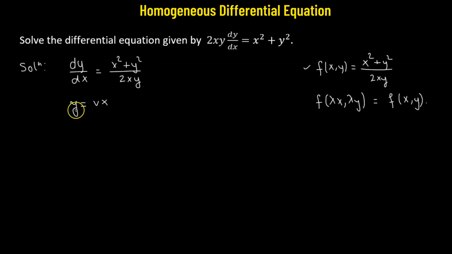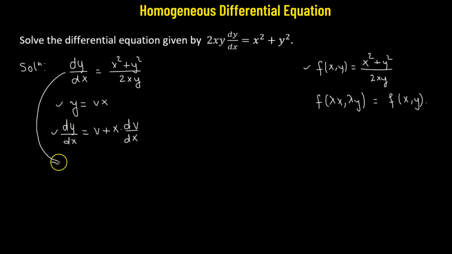Once we make the substitution y equals vx, we also need to differentiate both sides with respect to x. So that will give us dy over dx equals, applying the product rule, v plus x times dv over dx. So we will use y equals vx and this new format of dy over dx to rewrite the differential equation.